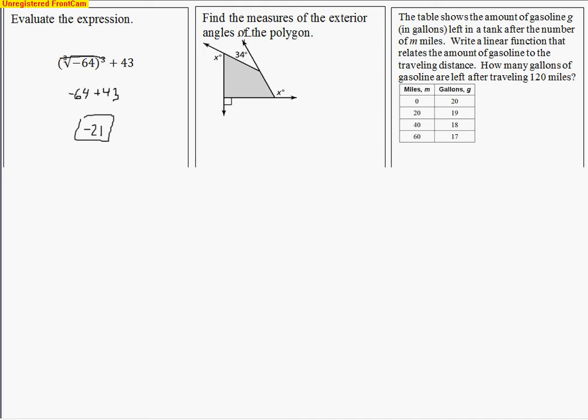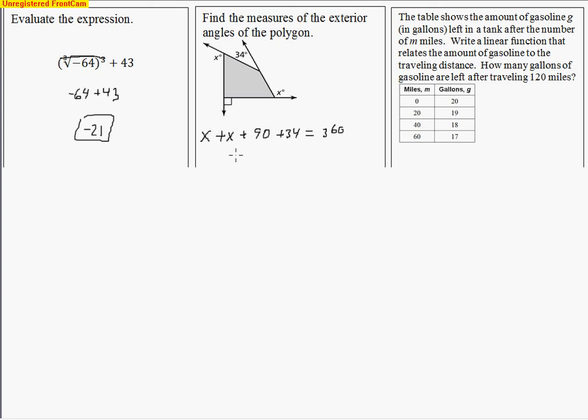On the next problem, we're supposed to find the measure of the exterior angles, and that's these angles here. And so what we do is we have to know that all exterior angles, no matter what kind of polygon it is, all sum to 360. So we're going to add up all of the angles, 34, x, and 90, and it's a 90 because of the right triangle, right angle symbol there, equals 360.